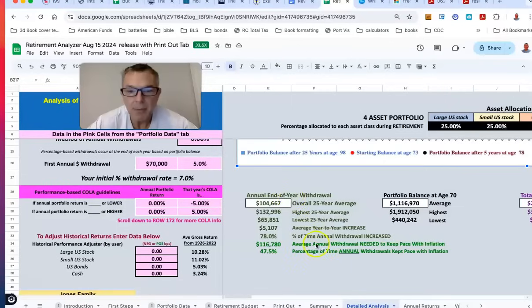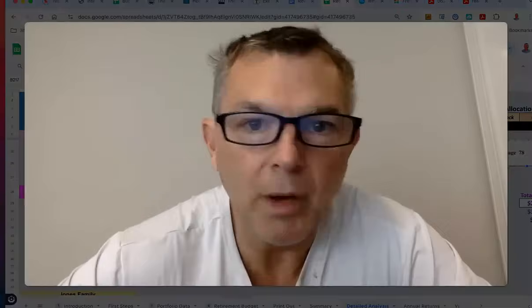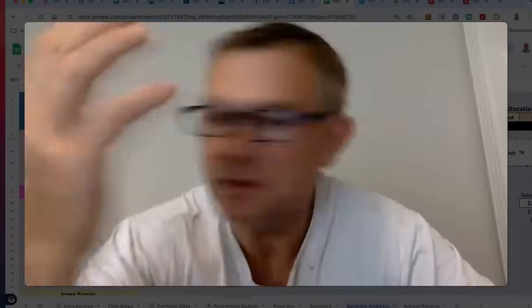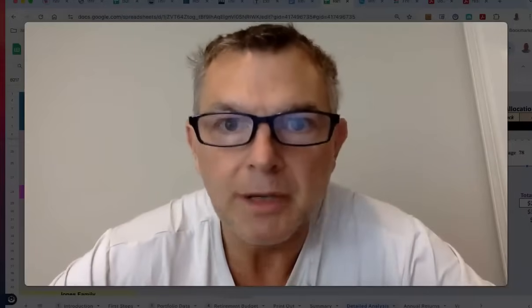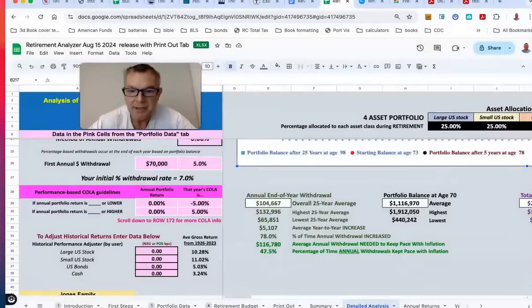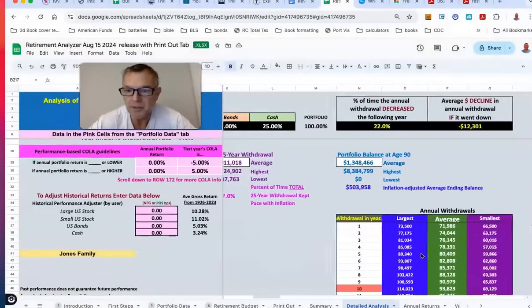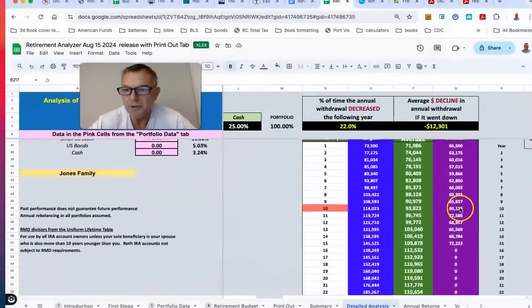The average to keep up with inflation is 116. So we're starting with 70. This is with a 7% distribution rate, increasing it each and every year at a 5% clip, if the markets go up. Isn't that crazy? And you just got all these charts right here. Check this out. So you can see the smallest right here.